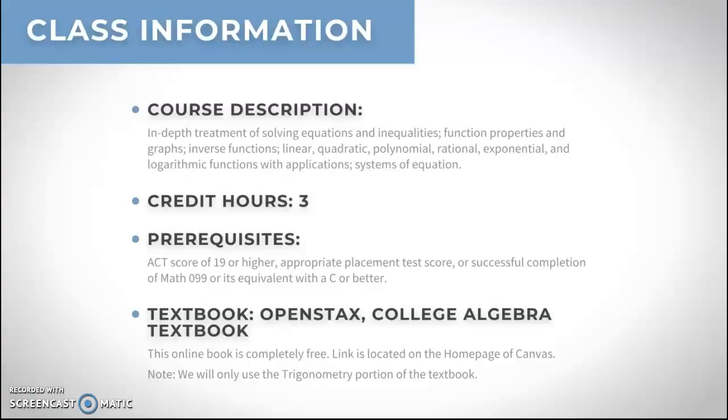Okay, so here's our class information. We're going to be looking at different functions and their properties and how to use them in different applications. We have 3 credit hours, and your prereqs to get into this course should have been an ACT score of 19 or higher, or completing Math 099 with a C or better. Now our textbook is going to be completely free. It's called OpenStax College Algebra, and to find that, it's going to be on the home page of Canvas.